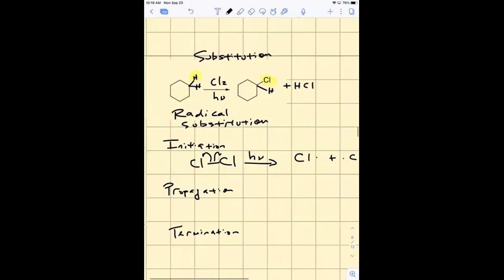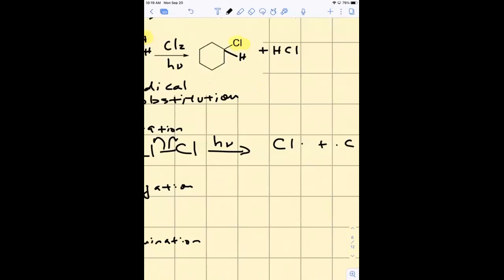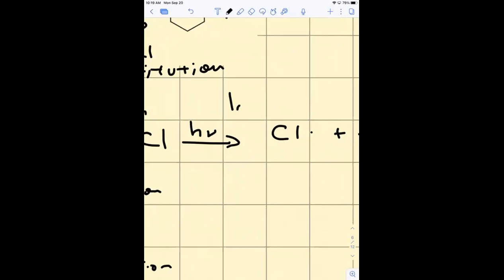Go ahead, Tia. What is on the arrow? Is that HV? Yeah, it's a lowercase Greek n, so it's a nu. But you know my handwriting. You can write it as a V, because it does look like a V, but it's nu, the lowercase Greek n. Oh, okay. Thank you.